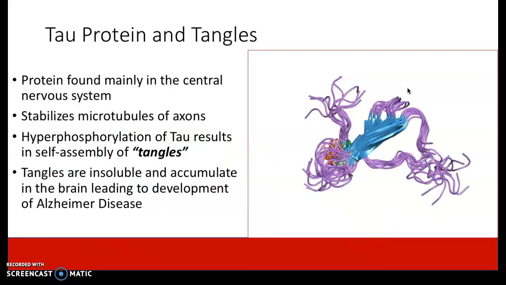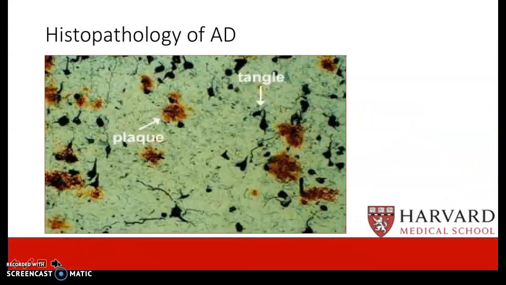The second buzzwords I want you to know about are tau protein and tangles. The tau protein is also a normal protein found in the central nervous system, and it stabilizes microtubules of axons of neurons. When tau for some reason gets hyperphosphorylated, and we don't really know the reasons at this time, it forms these insoluble tangles on the inside of neurons, and this accumulates and leads to Alzheimer's.